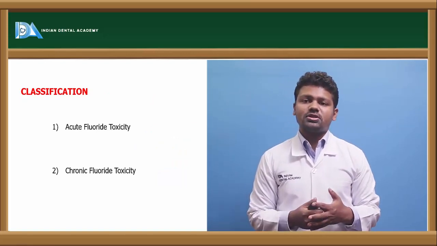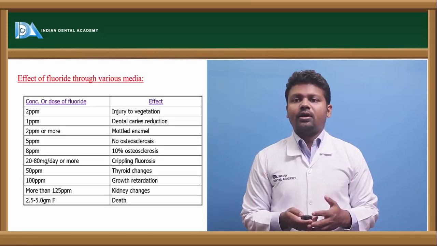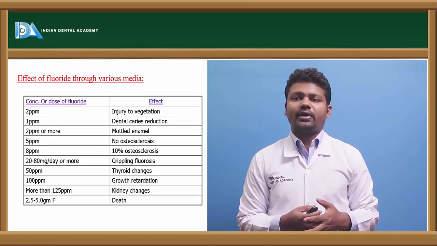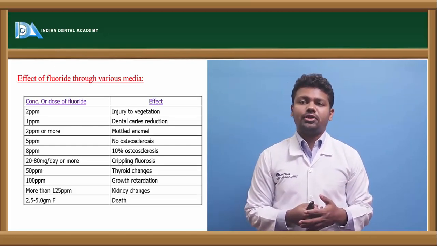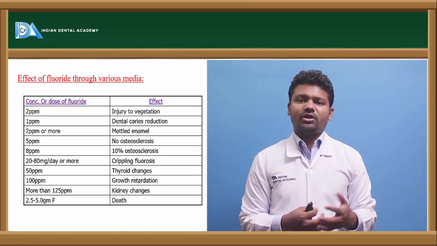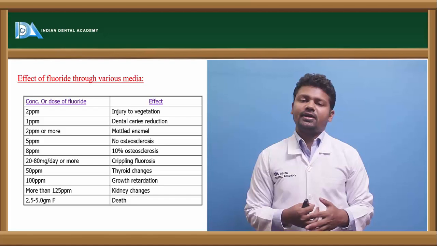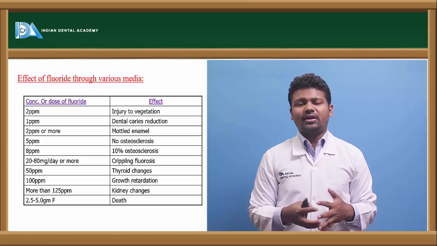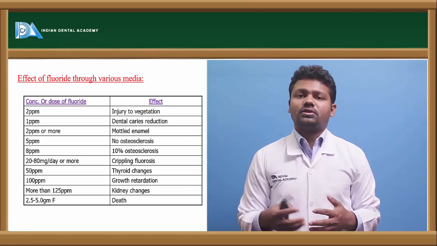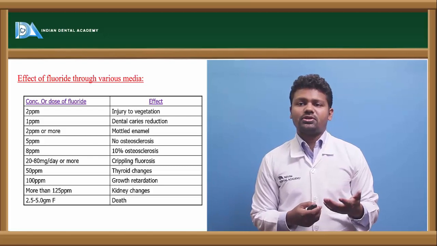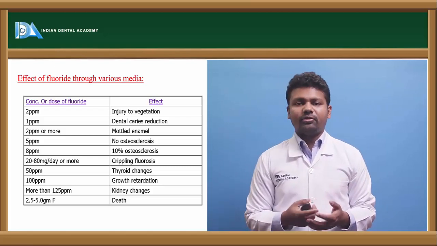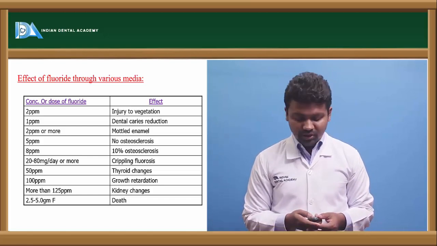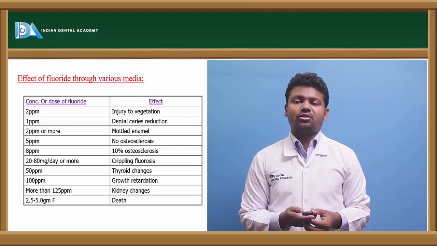First is acute fluoride toxicity, and second is chronic fluoride toxicity. These are a few effects of concentration or dose of fluoride. If it's taken at 2 ppm, it does injury to the vegetation. At 1 ppm, it reduces dental caries. If it's taken in higher proportion, it does mottling of enamel. If it's taken at 8 to 10 ppm, it will cause skeletal fluorosis. There is osteosclerosis. If 20 to 80 milligram is taken, it causes crippling fluorosis. At 50 ppm, thyroid changes can be noticed. So these are the various concentrations or doses of fluoride.